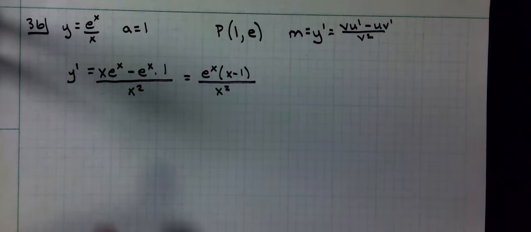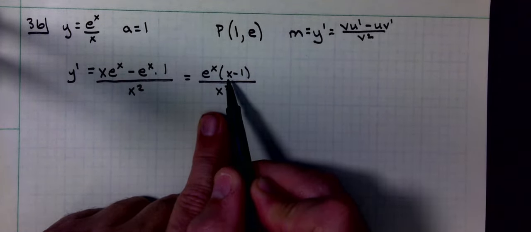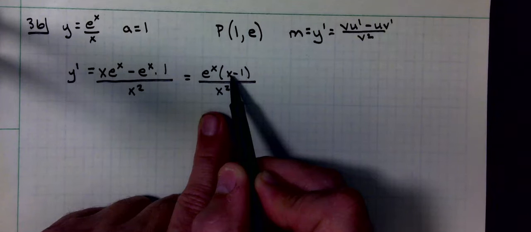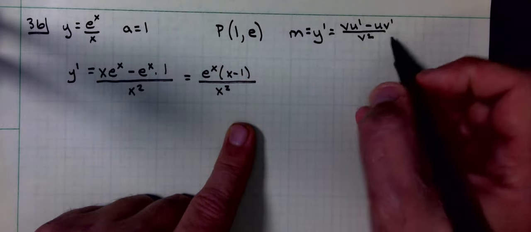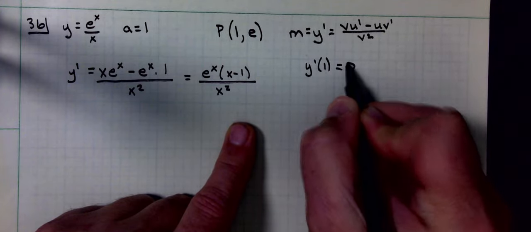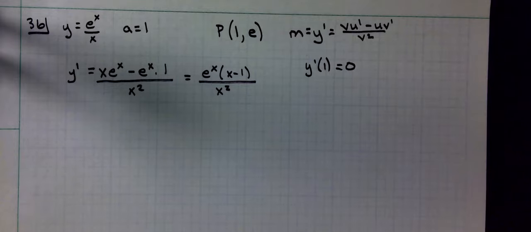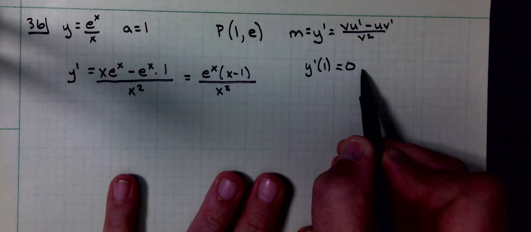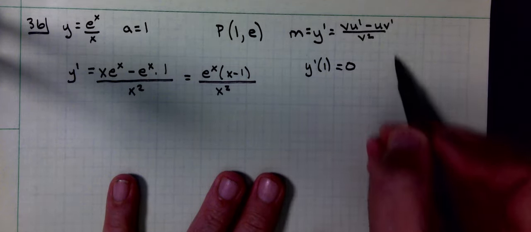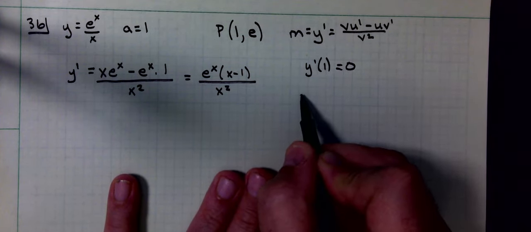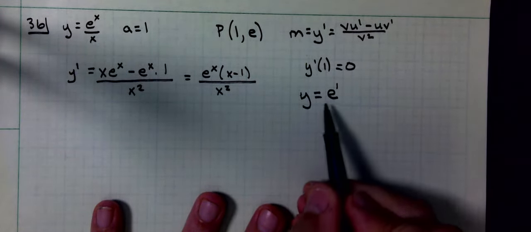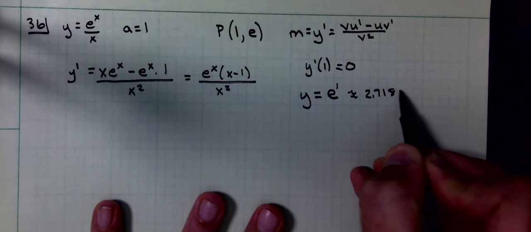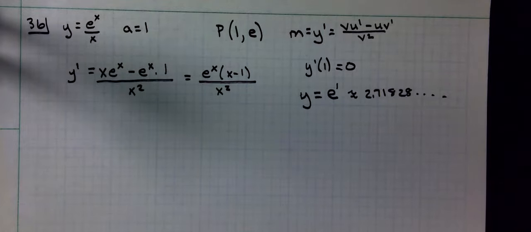Okay, now my slope when a is 1, I'm going to put a 1 in here. If I put a 1 minus 1, I'm going to get 0. And 0 times that is 0, and putting a 1 in there, I'm not dividing by 0. So my slope, y prime of 1, is 0. If you have an equation that has a slope of 0, that is a horizontal line through whatever your y value is. So in my case, the equation of my tangent line is y equals e. Oh, remember, that's e to the first, not e to the x, so this is approximately 2.8.